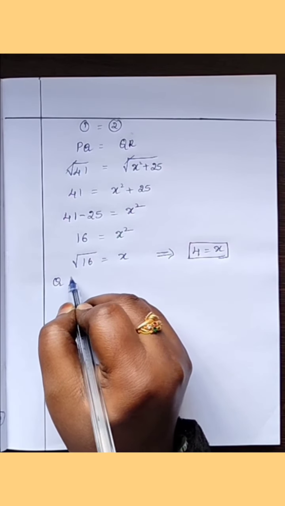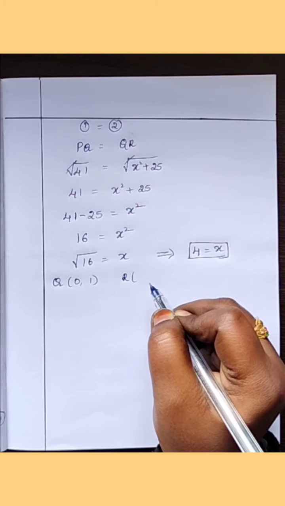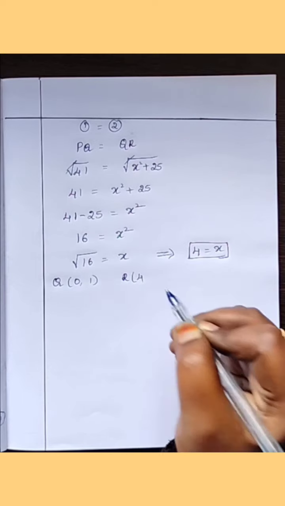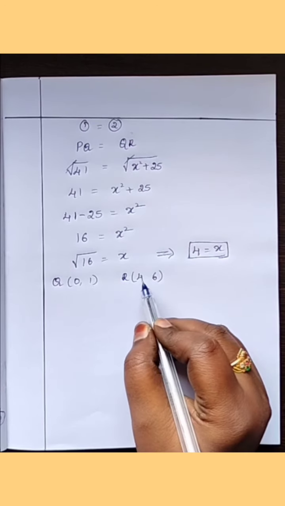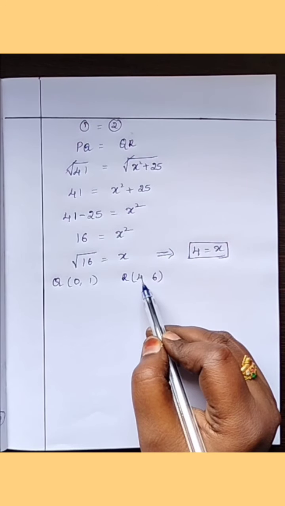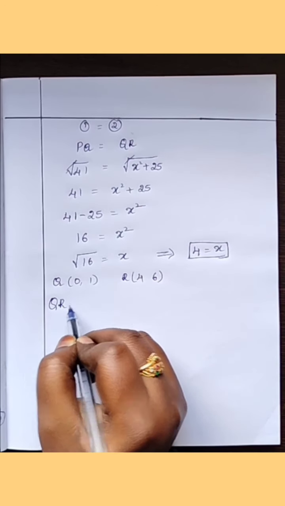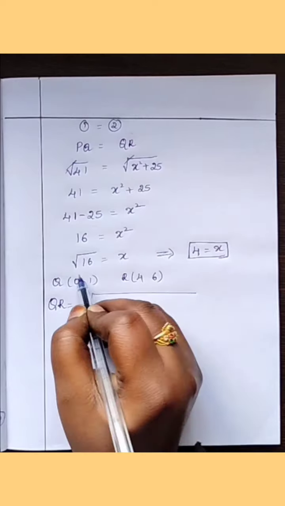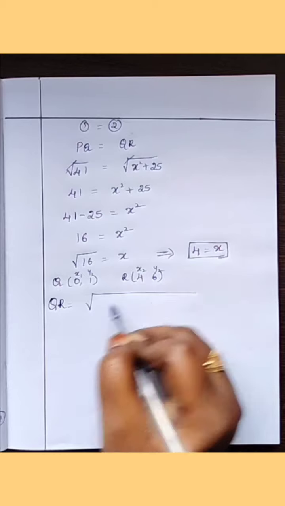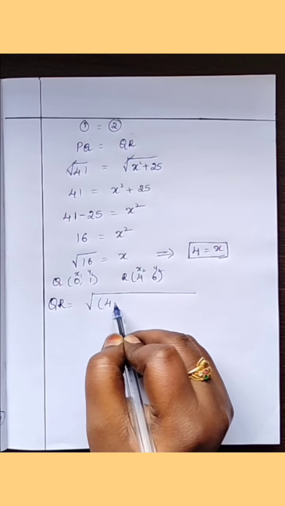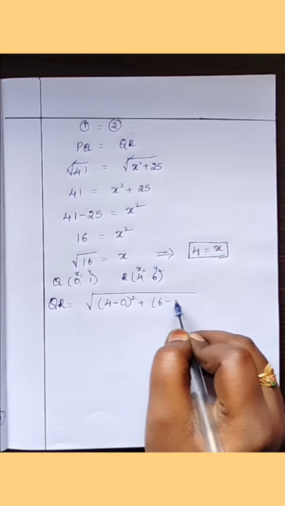Q value is how much? In the question it is given as (0, 1). R value is (x, 6). In place of x we can substitute 4. R value is (4, 6). Why? We already calculated the x value. Now calculate the distance QR. Substitute these values in the distance formula. Consider this as x1, y1 and this as x2, y2. (x2 minus x1) whole square. x2 means 4, x1 means 0. y2 means 6 and y1 means 1.